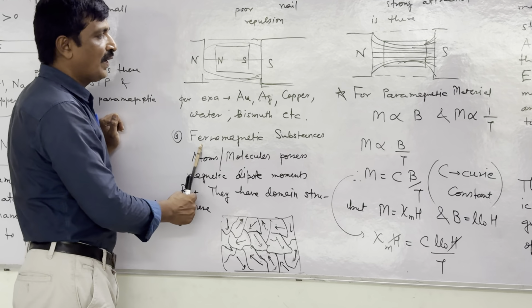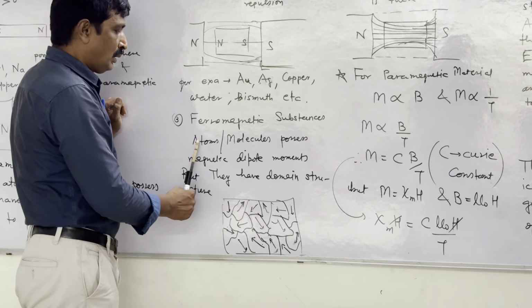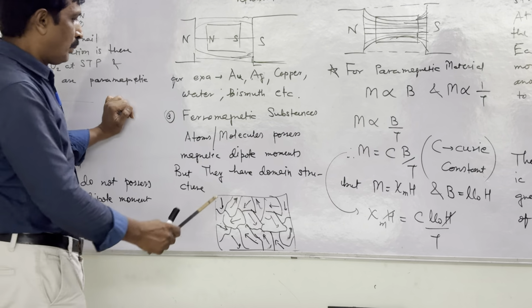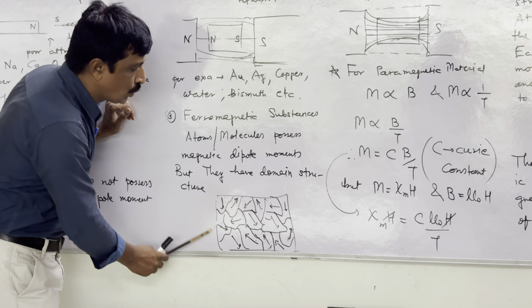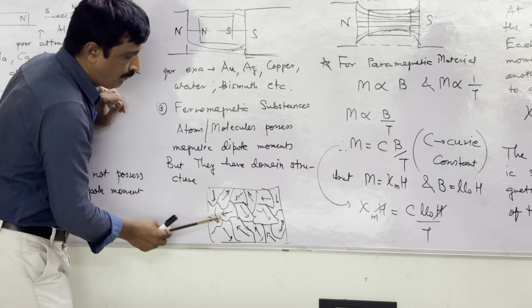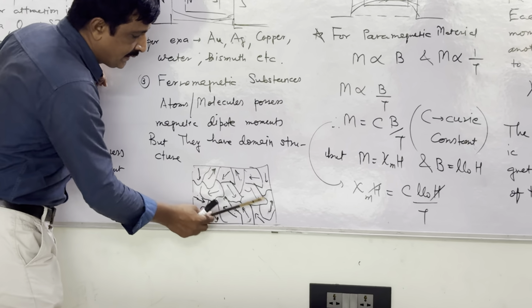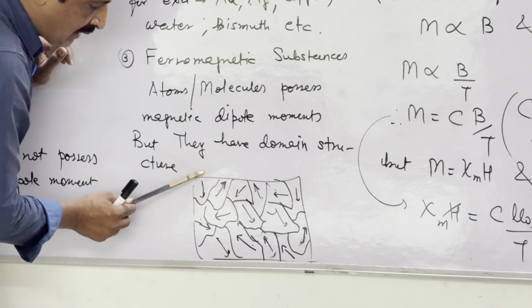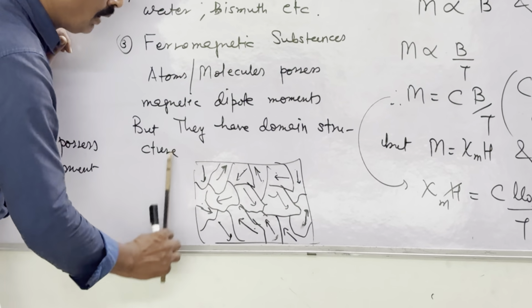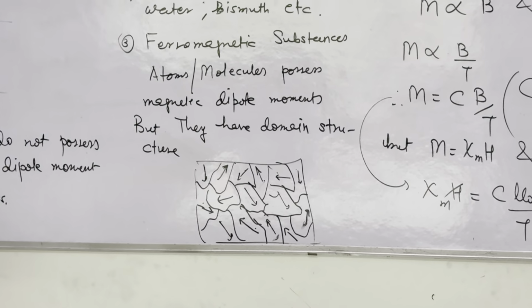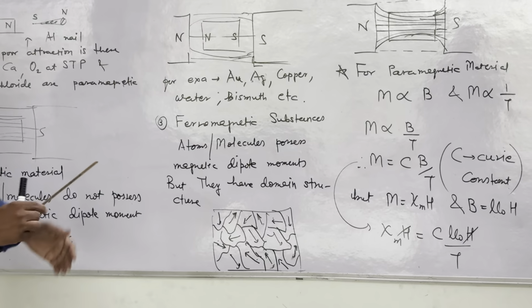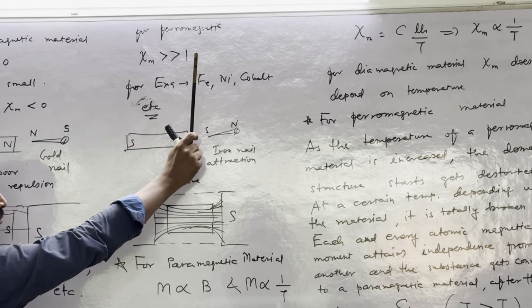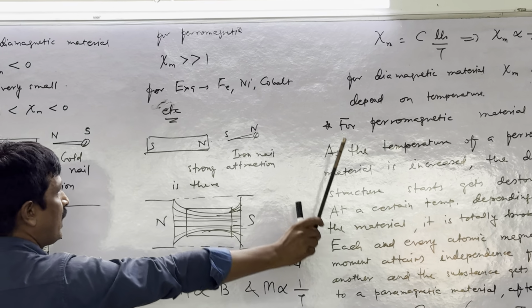Now the third category is ferromagnetic substance. Ferromagnetic substance also possesses a permanent dipole moment as an atom or molecule, but they also form a domain structure. Observe the figure. Suppose this one is an iron sheet. There are domains in it. Magnetic moments are this way, this way, this way. But as a whole, it is neutral. No magnetic effect, no magnetic dipole moment. For ferromagnetic material, chi is very large. For example, iron, nickel, cobalt, etc.